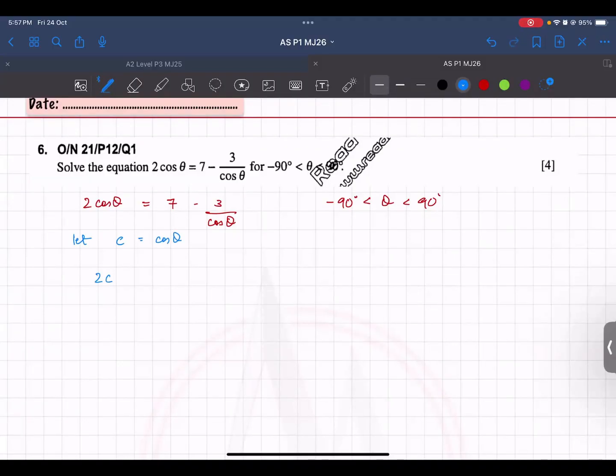So I will write 2c is equal to 7 minus 3 upon c. Now you can take the LCM on the right side. So 7c minus 3 upon c is 2c. So c would go over there and multiply. So you will have 2c square is equal to 7c minus 3. Move everything to one side. So 2c square minus 7c plus 3.